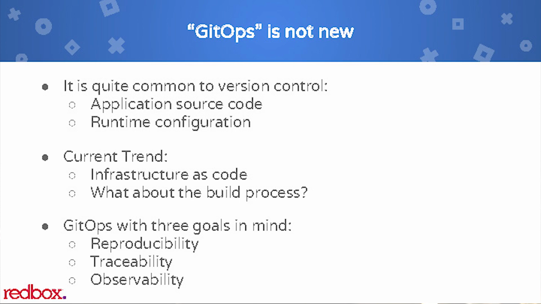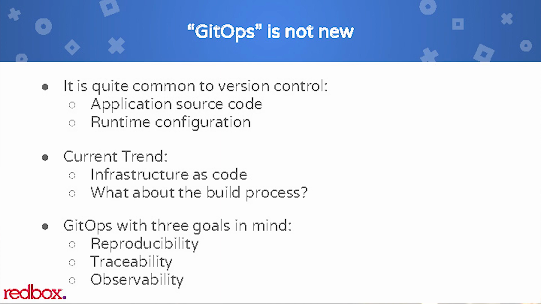So this is the part of the talk where I have to give you all a spoiler, is that GitOps is not new. It's quite common that today we version control, right, your application source code and your runtime configuration. It's principles of 12-factor, right? You source control your configuration, and you somehow find a way to auto deploy it. Today, the common trend though is infrastructure as code, right? Through a lot of great tools. I like to argue, what about the build process of how your code is actually built, how your code is actually delivered, right? Is that factored into this whole source control model?